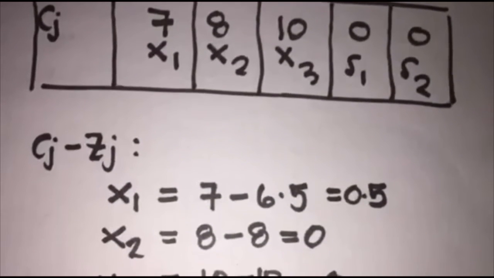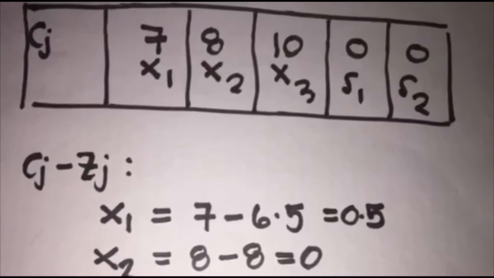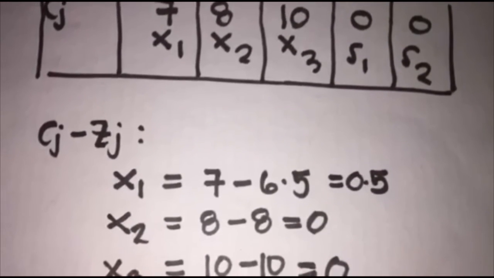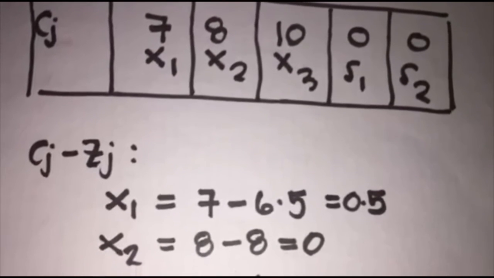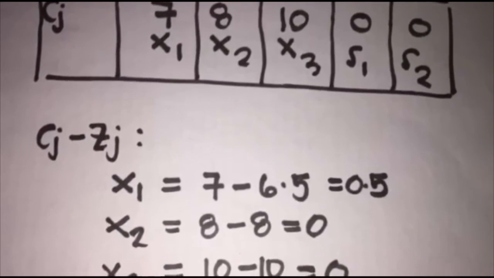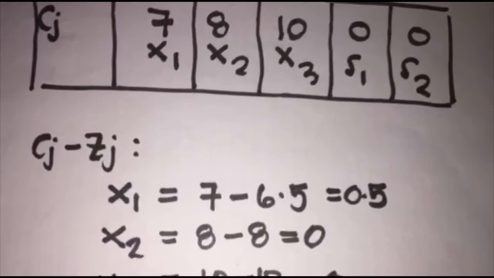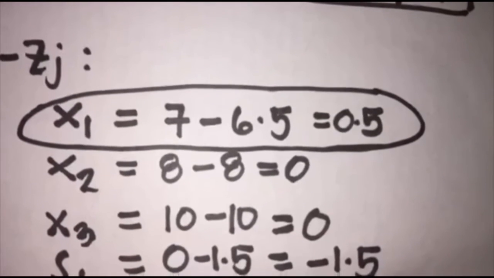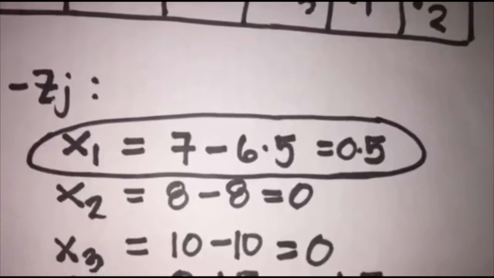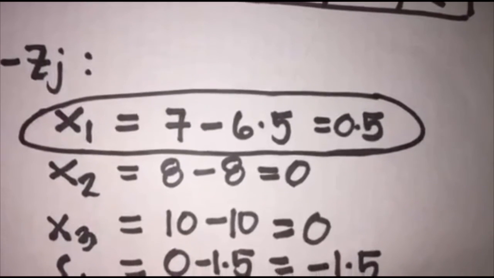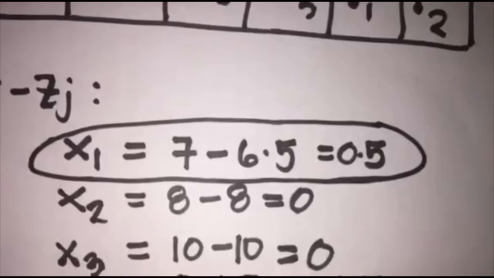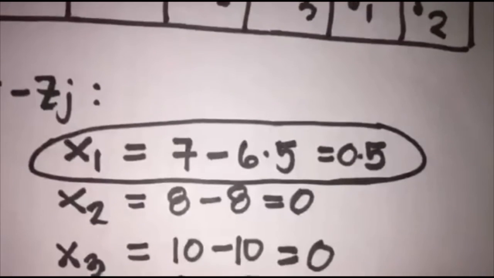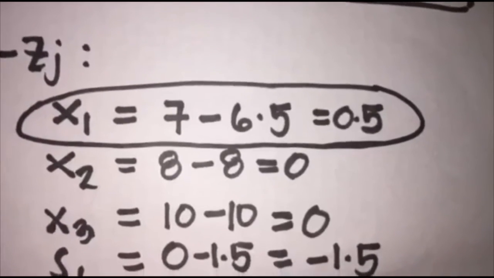Now we compute CJ minus ZJ. What we mean by CJ isn't the CJ column, but the CJ row. So CJ for X1 is 7, X2 is 8, X3 is 10, S1 is 0, and S2 is 0. A negative CJ minus ZJ number means profit will decrease. An optimal solution will be reached if there are no positive numbers in the CJ minus ZJ row. If you look at the result for the CJ minus ZJ row, there is still one positive value. This means that we still haven't reached the optimal solution.